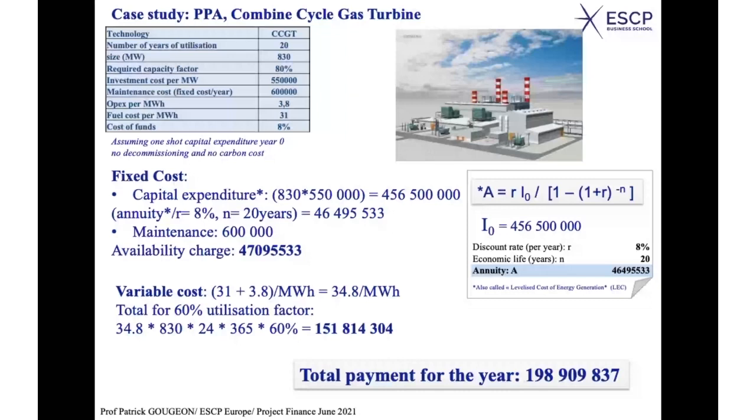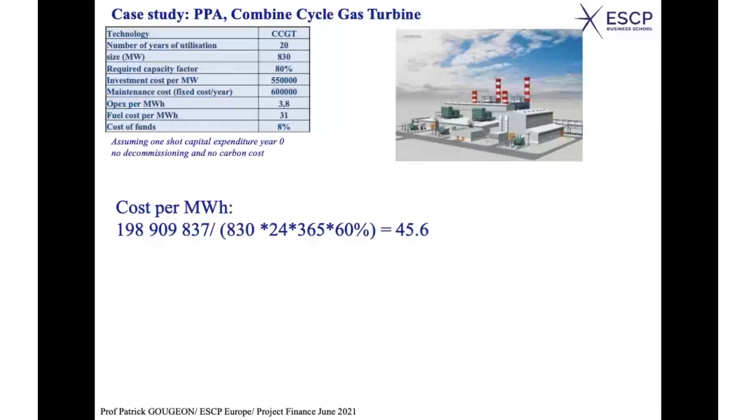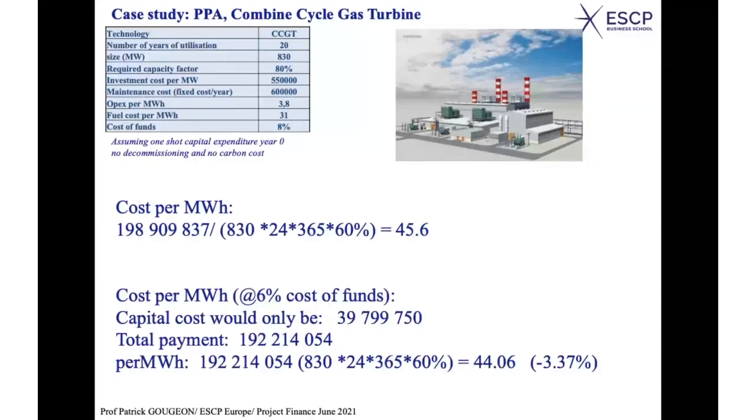So what would it be with a rate of 6% rather than 8%? We would have the same calculation as before, but we would use 6% rather than 8%. And we see that the result would be, in this case, only 45.6 cost per megawatt hour. In other words, a drop for the total payment, the cost per megawatt hour, of minus 3.37%.